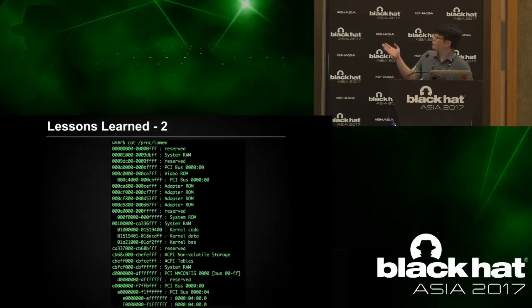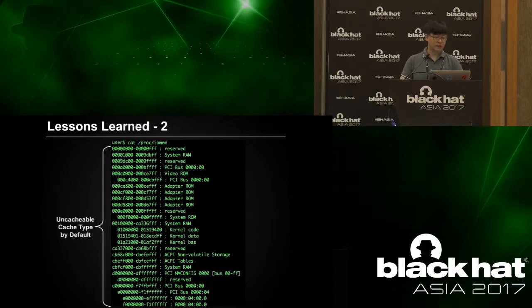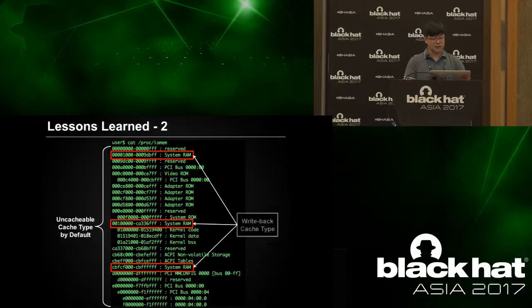This is a memory map of our test machine. It shows a lot of information about memory areas, and almost all memory areas except system RAM are memory-mapped I/O. So, set the cache type of EPT depending on the system memory map like this.